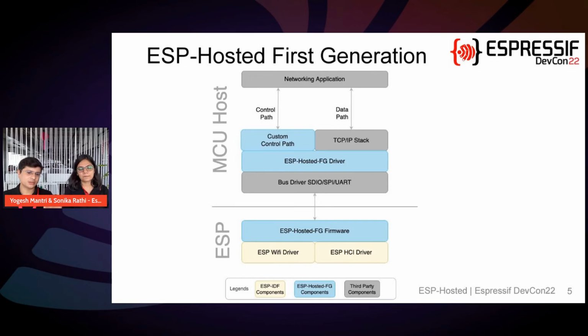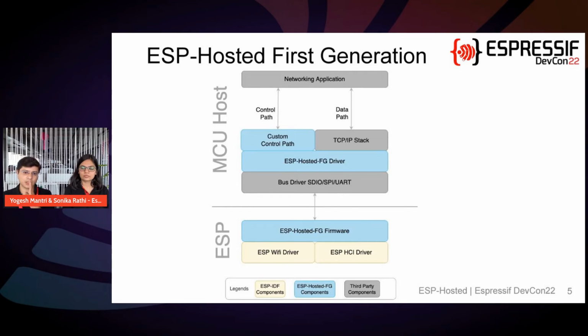So on the ESP at the bottom, you can see ESP hosted firmware. First generation firmware is there instead of next generation. Below that, the ESP Wi-Fi driver and ESP HCI driver. These are the same, inherited from the ESP-IDF components. Above that, the connections are the same, the transport combinations you can use in FG and NG.